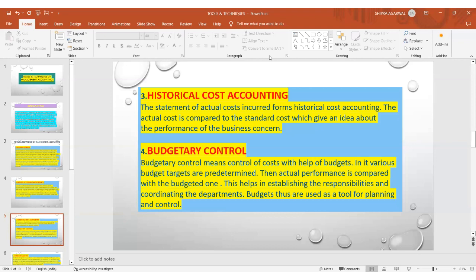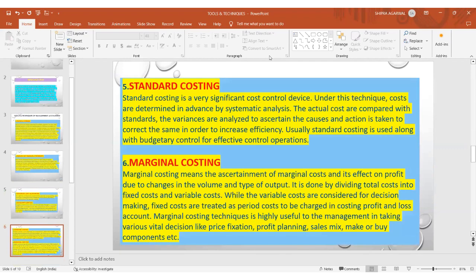Next is your budgetary control. Budgetary control means that you want to control the cost of your product with the help of budgets. For that matter, we prepare different types of budgets in the organization. Then again, the actual performance is compared with the budgeted figures, and it will help you in fixing the responsibilities of various individuals who will be held responsible for their particular piece of work, right? So even these budgets are used as a tool for planning and further control.